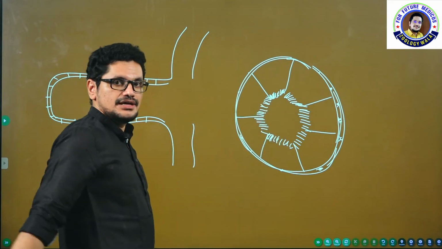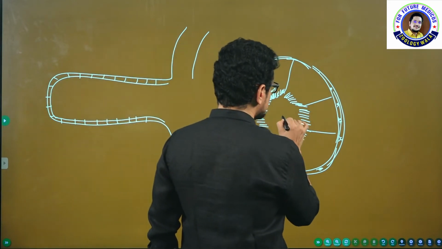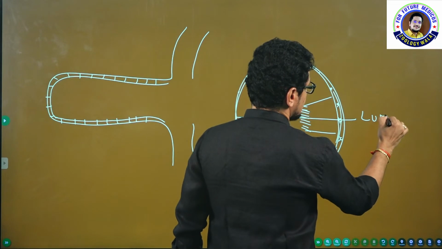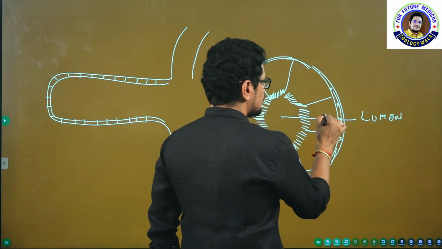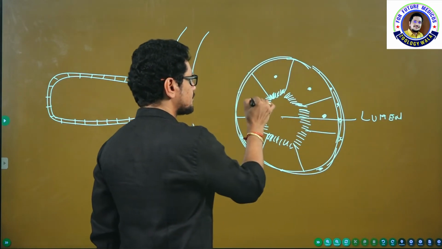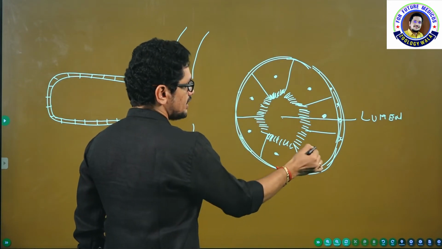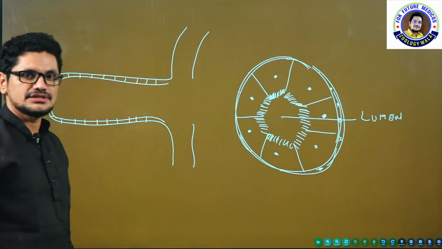These are the cilia. Clear? So, this is the empty space. This empty space is lumen, L-U-M-E-N, lumen. And of course, this is the nucleus per cell. So, what are these cells? Glandular ciliated cells. They are present in this wall.